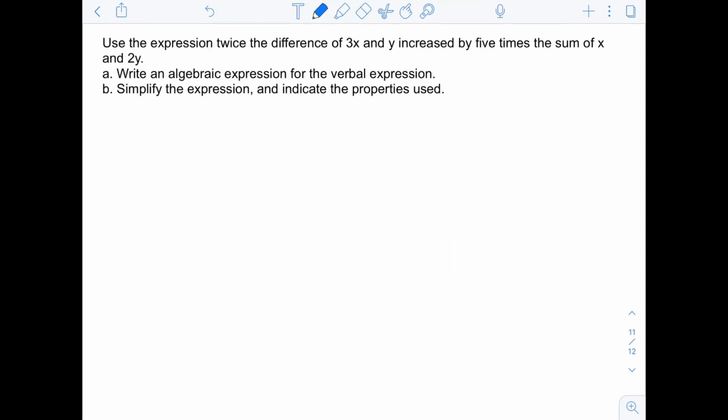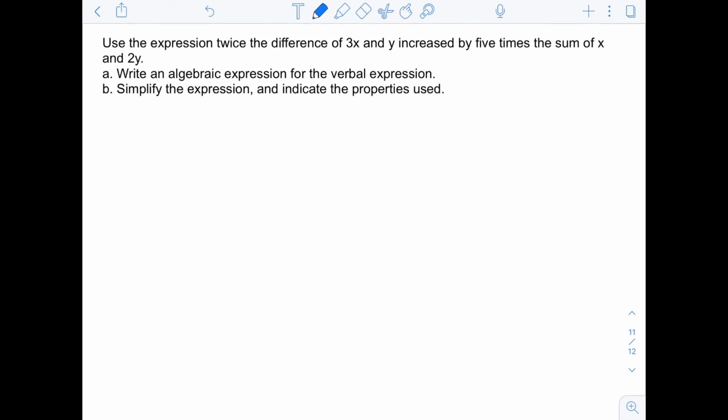So now let's do a word problem. Use the expression twice the difference of 3x and y increased by 5 times the sum of x and 2y. Write an algebraic expression for the verbal expression, and simplify the expression and indicate the properties used.